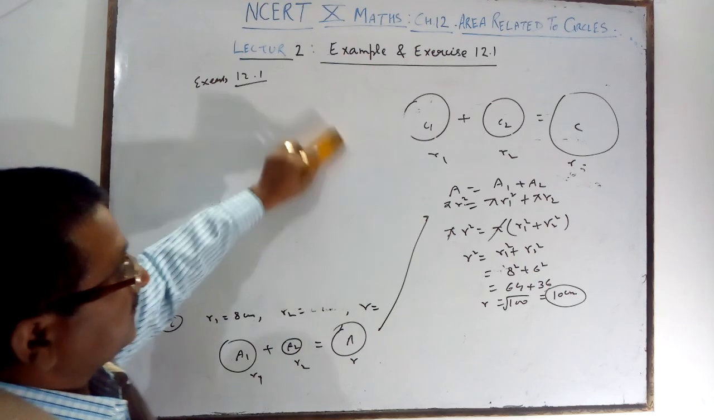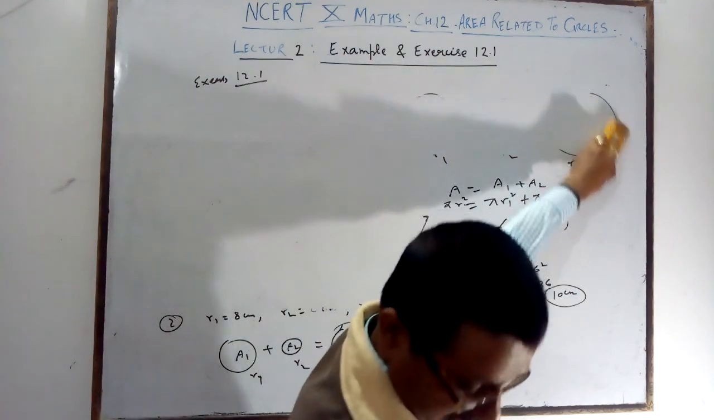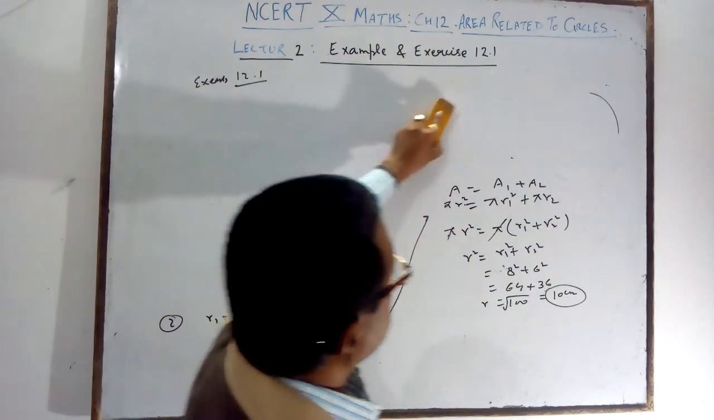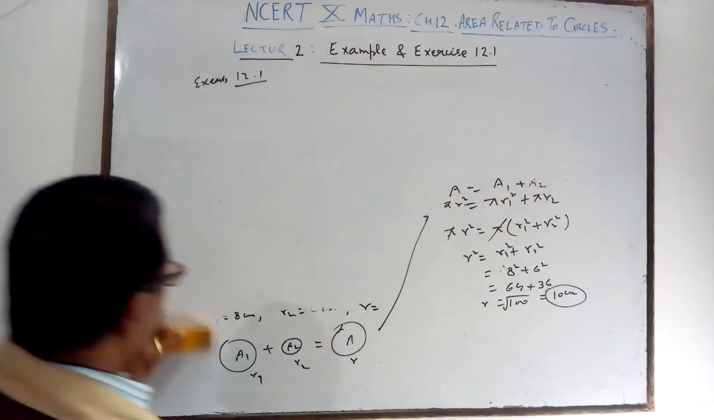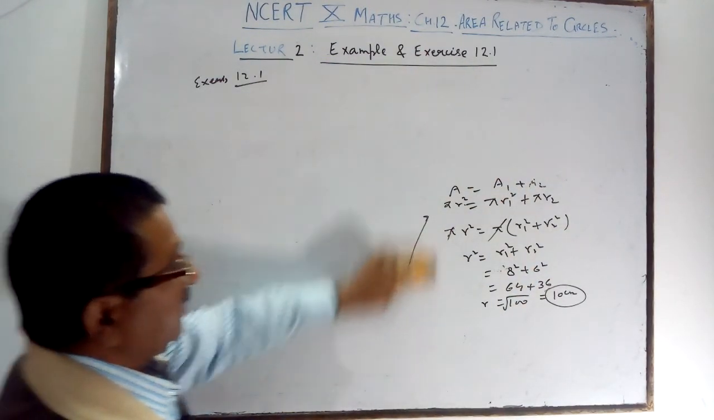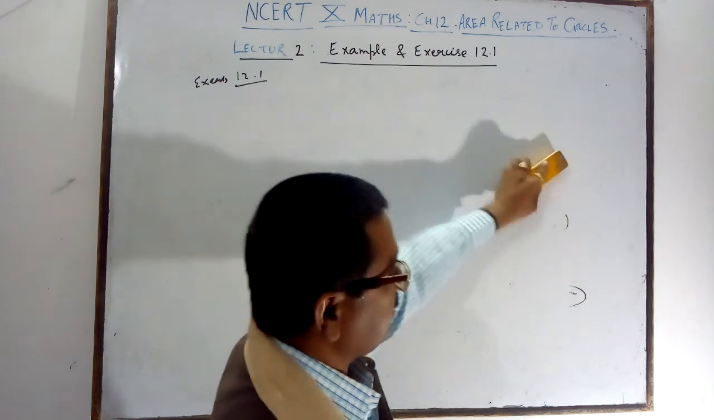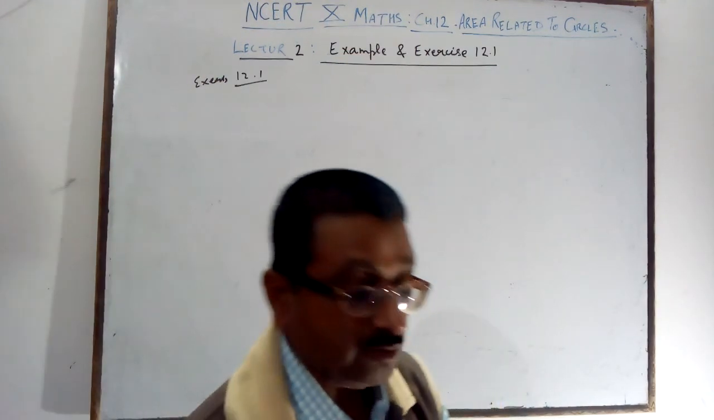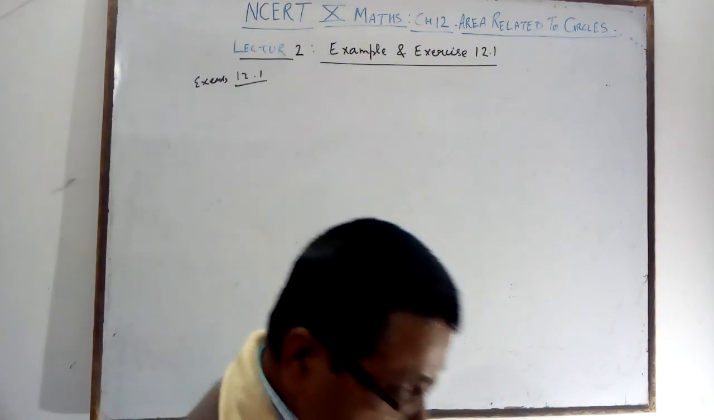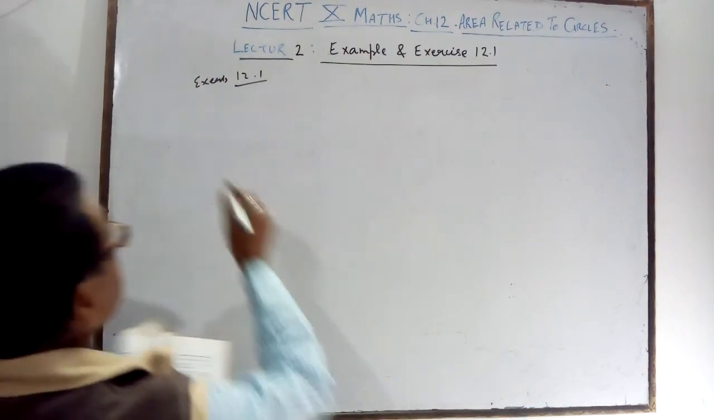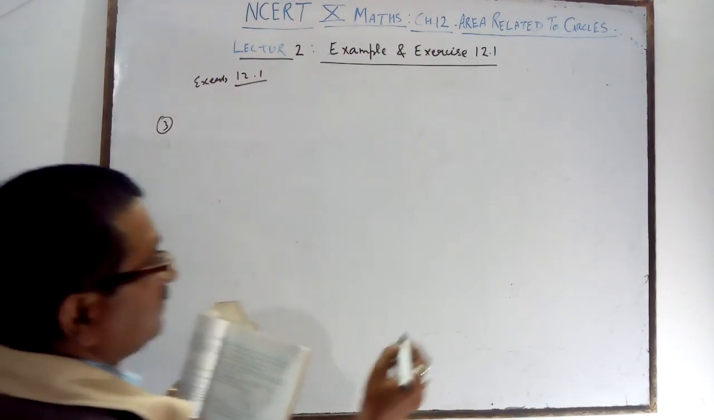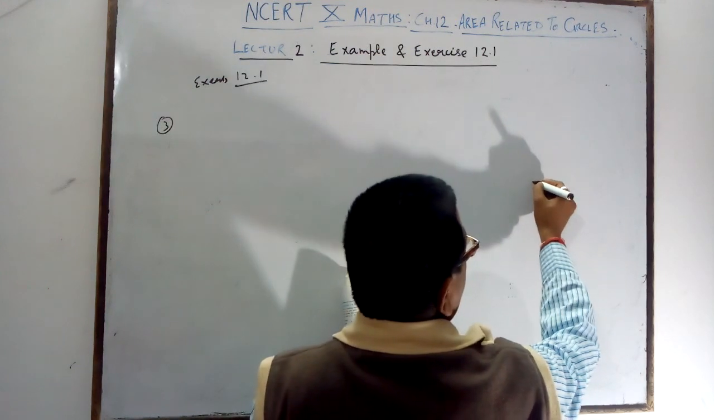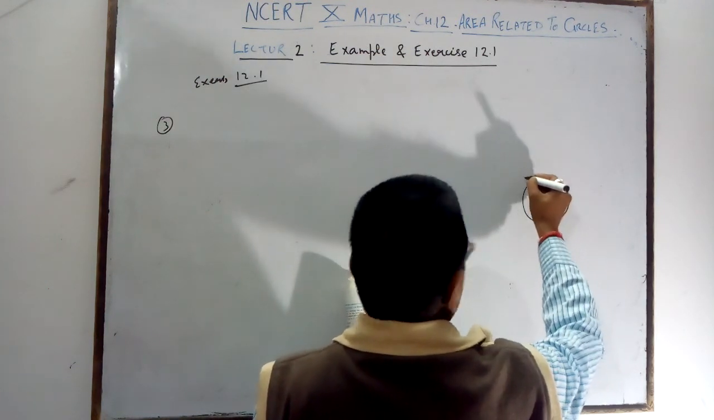Question number 3. What is given in question number 3? There is one ring given. That we know in class 8: area of the path, outer part, inner part, rectangle, that you know very well. I hope it is clear for all of you. There is some figure given. Here it is given, concentric circles.